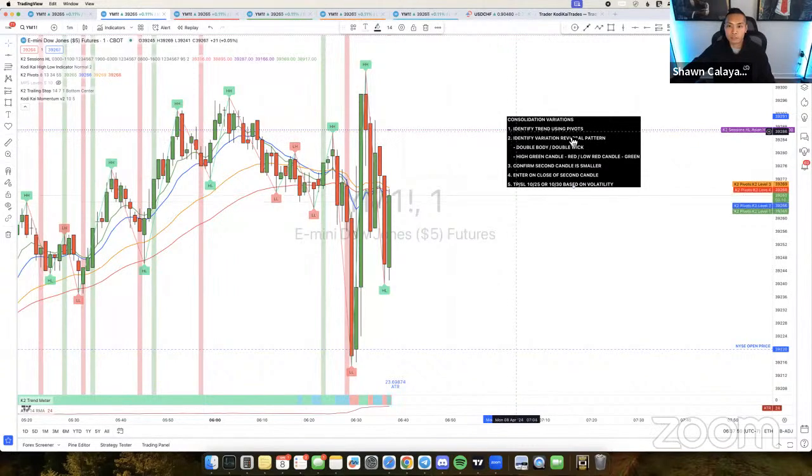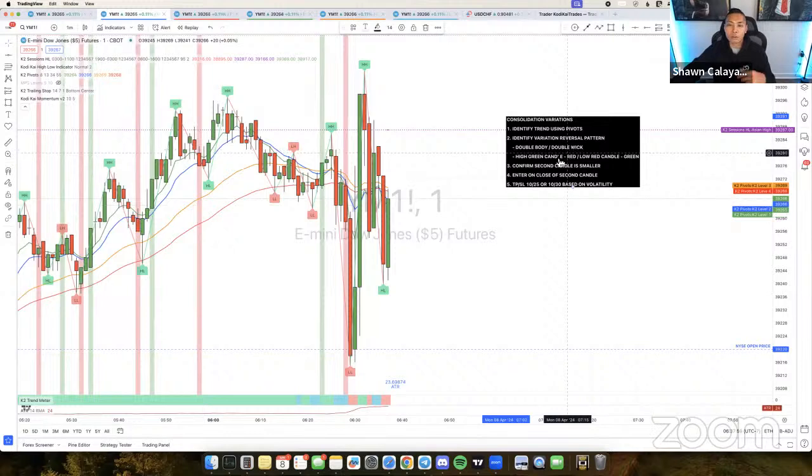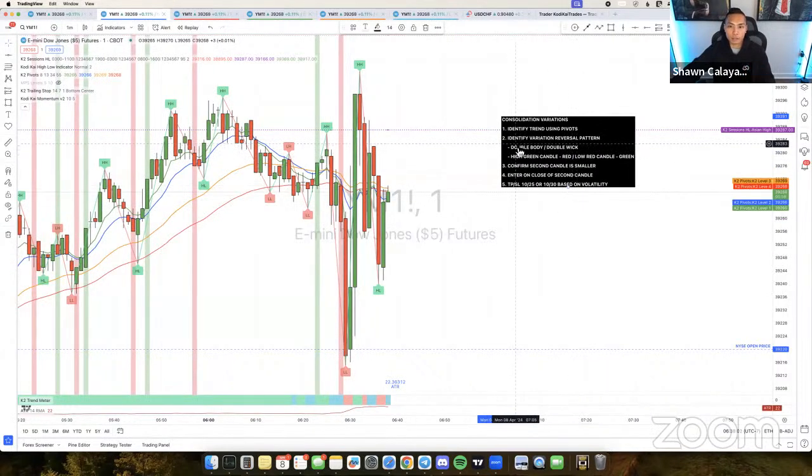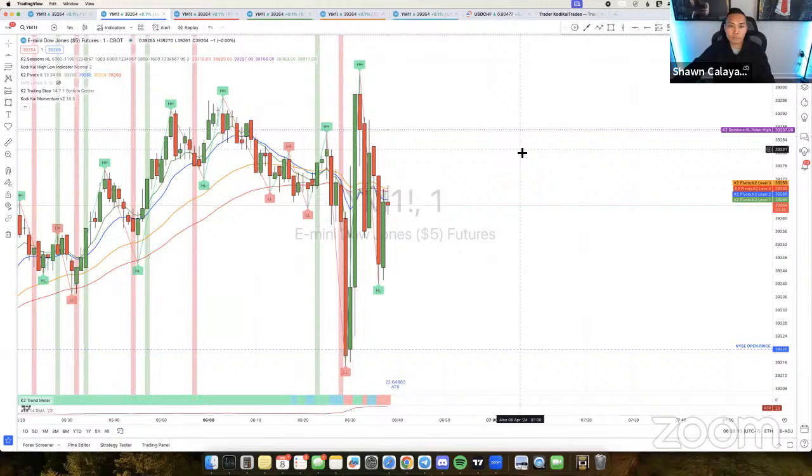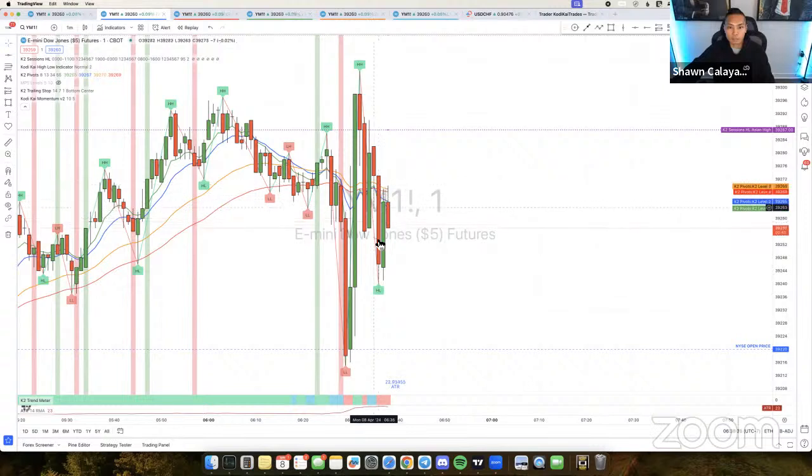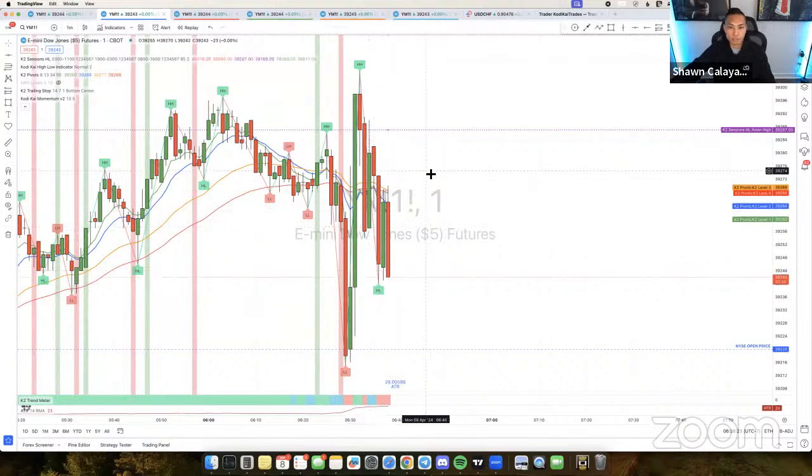So you'll identify the trend. Obviously right here, there's no trend, but if the trend was bearish, then you look for a reversal pattern. There's two different patterns you can look for, either a double body, double wick, or a high with the green candle, disregarding the double body, double wick, and then a low with the red candle. Sometimes you'll have both. If you have both on the same candle, it's almost for sure going to hit, from what I've seen from my testing. This is another example right here: there's a low with the red candle, followed by a green candle. But again, there's no trend, so you wouldn't be trading that direction. The trend here actually looks bearish, so you probably wouldn't be looking for buys here. But this is the pattern that you're looking for.